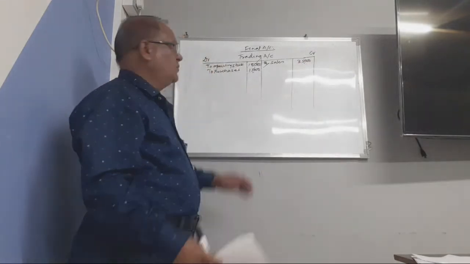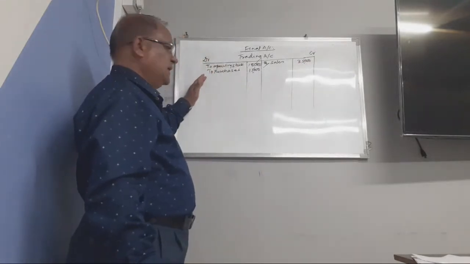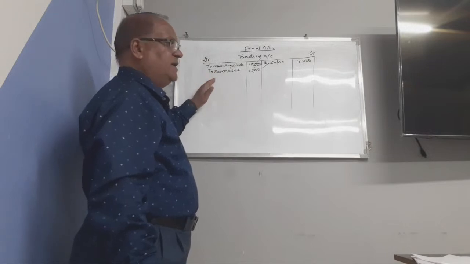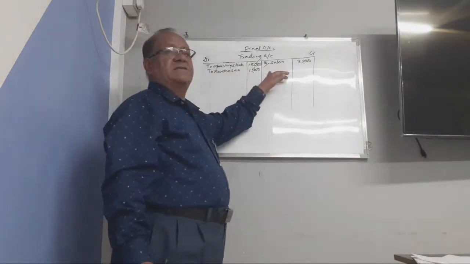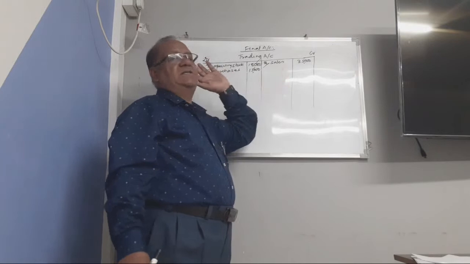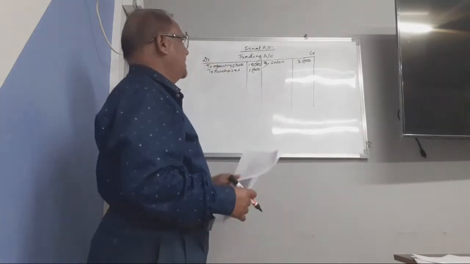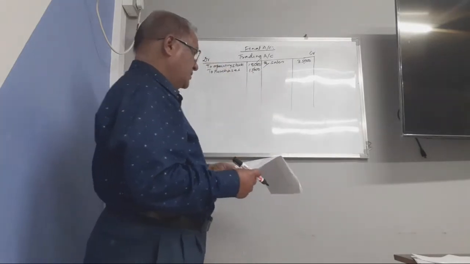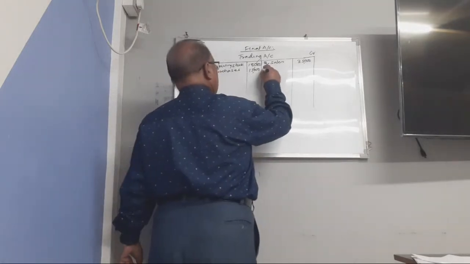Therefore, we mostly include opening stock and purchases, less returns. Return is not given in this case. And on the credit side, sales less returns. Sales return is not given. Therefore, I have to write there. Then after that, we go to closing stock. You write there, by closing stock.